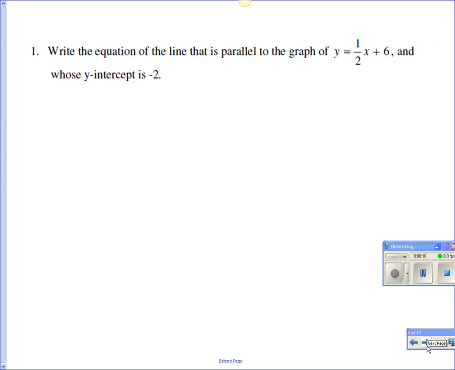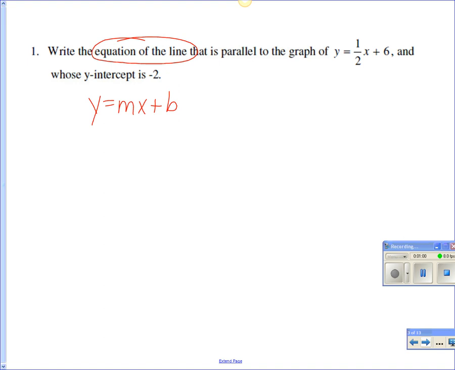Number 1 says, write the equation of a line that is parallel to the graph of y equals 1/2 x plus 6 and whose y-intercept is -2. First thing I want you to do, circle equation of a line. What is the formula for equation of a line? Y equals mx plus b. So write that down. Whenever you see equation of a line, you're going to have to use that formula.